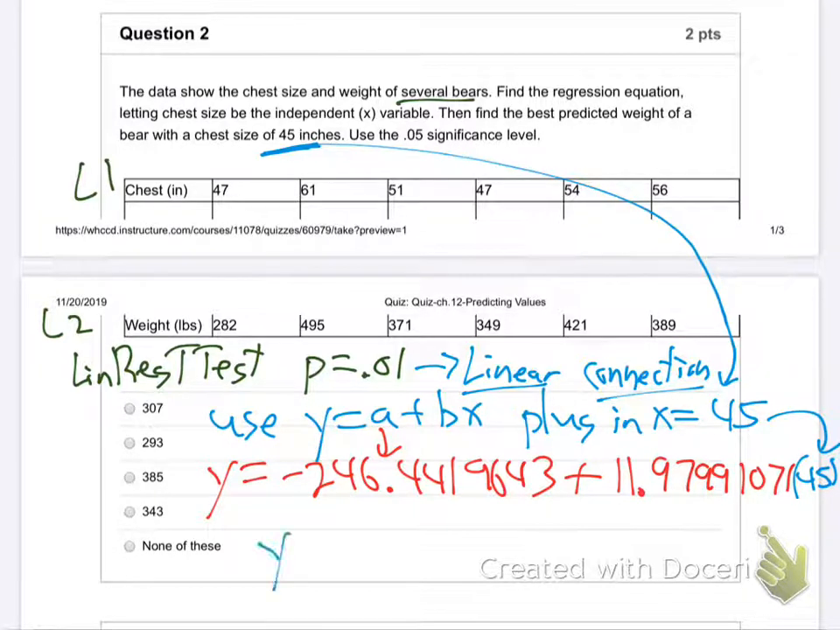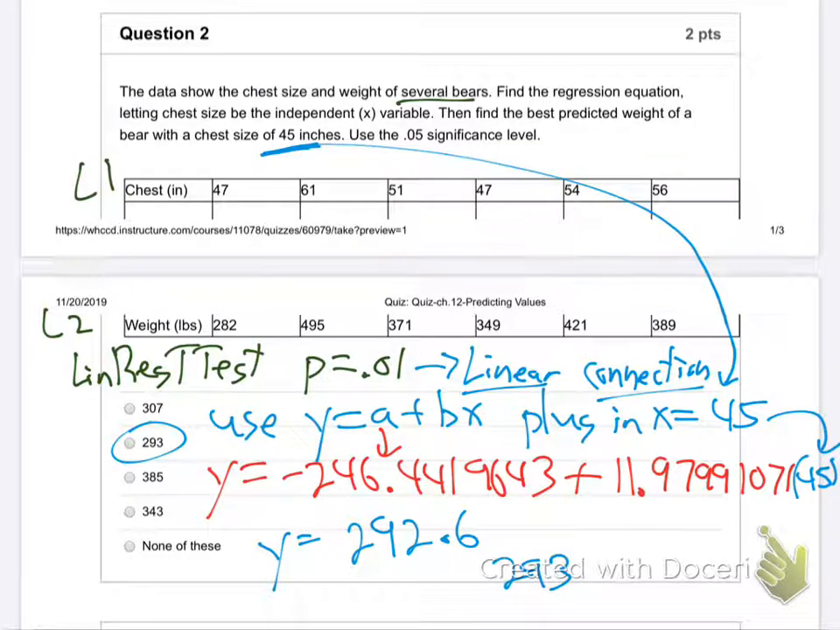And I'm getting 292.6. They want me to round. You can tell they're all whole numbers. So that would round to 293 right there. Is that making sense? So we've done it two ways now. And then we'll do the next two problems and they'll be the same things.